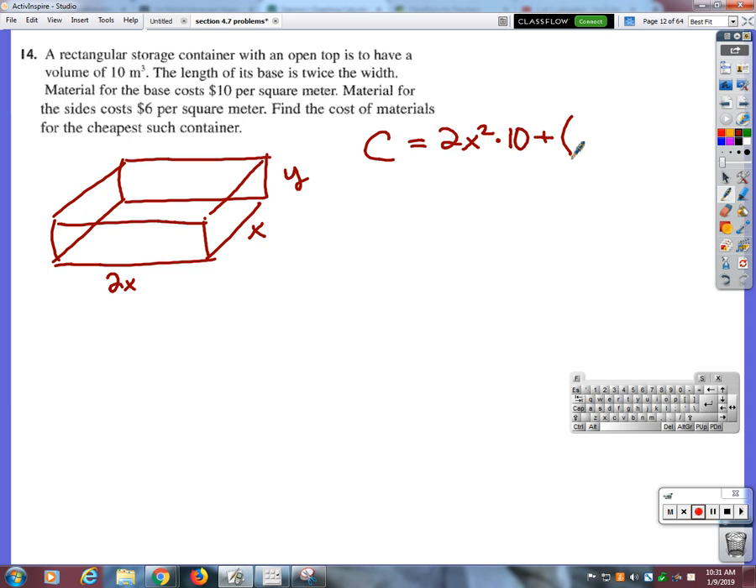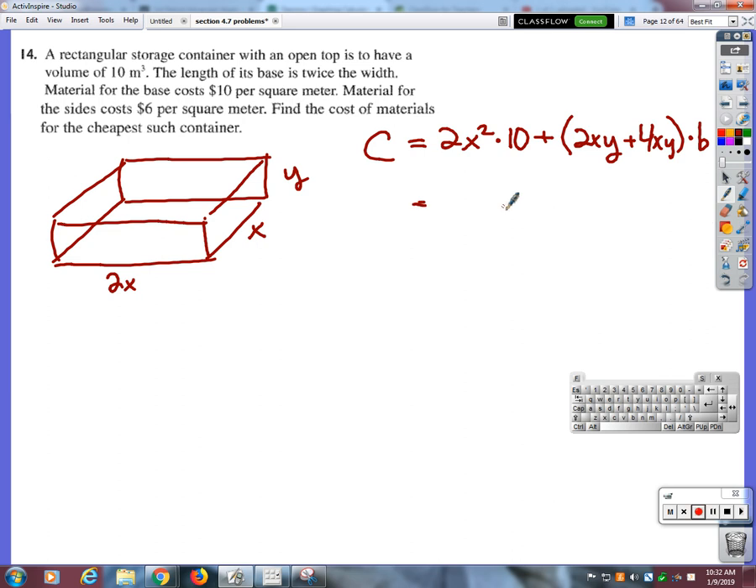Plus, what's the area of all the sides? We're going to have some different things going on here, not like last time where they're all the same. This side is xy, that side is xy, so that gives me 2xy. Plus, how much is the front? 2x times y, the height is still y. So then another 2xy in the back, so that's going to be 4xy. I'm only doing the sides. How much does the material for the sides cost? Only $6, because it doesn't have to be as strong as the base to hold up the stuff.